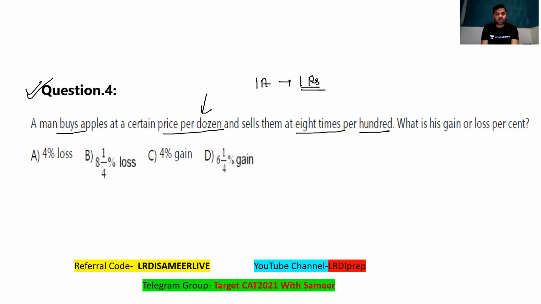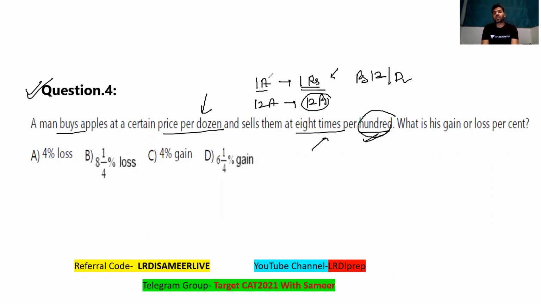Now the man is buying these apples at a certain price per dozen, right? So you can see that if one apple is being purchased at 1 rupee, 12 apples will be purchased at 12 rupees. So that means the per dozen price is 12 rupees, and he sells at 8 times per 100. So he's selling 100 apples, right?